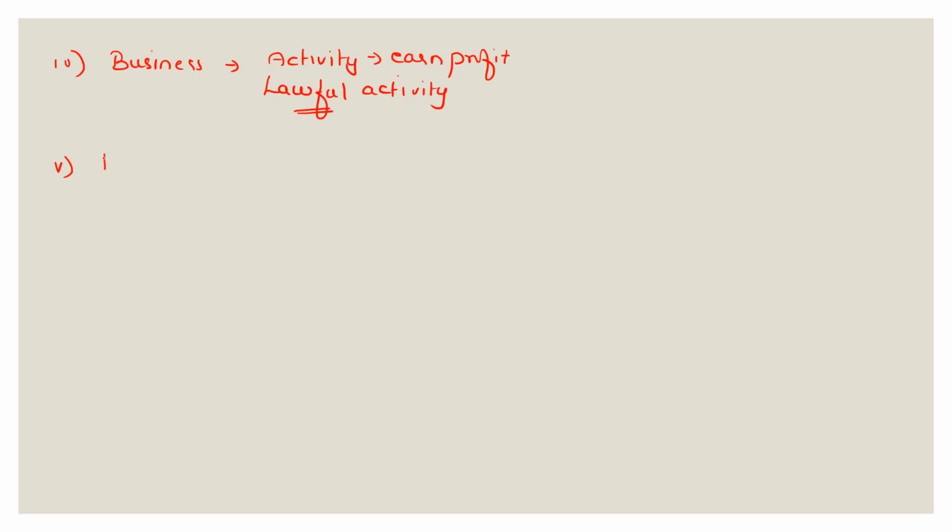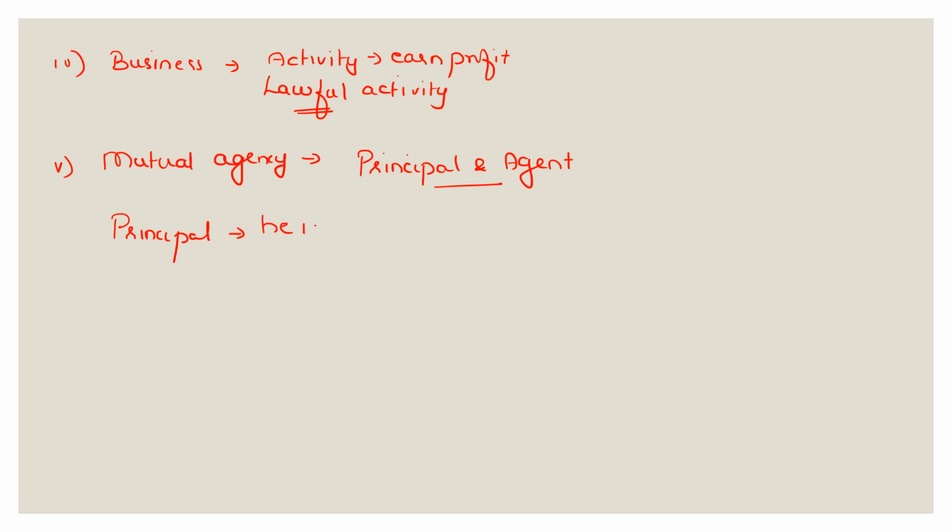Here we are talking about what is called mutual agency. Now what do we mean by mutual agency? You would have heard the term principal and agent relationship. So this relationship exists amongst the partners. Whatever is the act of one partner, it would bind the other partners. So when we say a particular partner is a principal, what does it mean? It means that he is bound by the act of other partners.